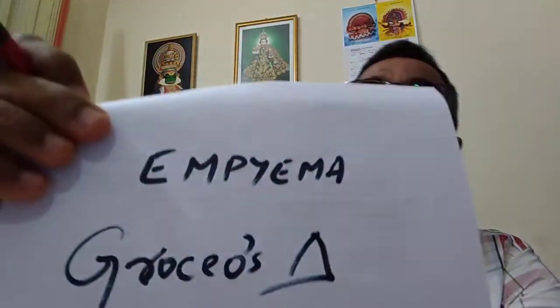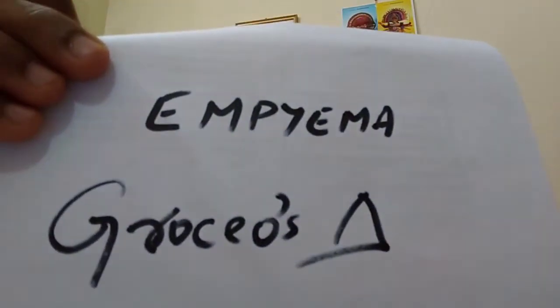Then another sign is we'll get a triangular area of dullness against the vertebral column at the base of the opposite lung, or the unaffected lung. That is called Grocco's triangle. Triangular area of dullness against the vertebral column at the base of the opposite lung. That is called Grocco's triangle.